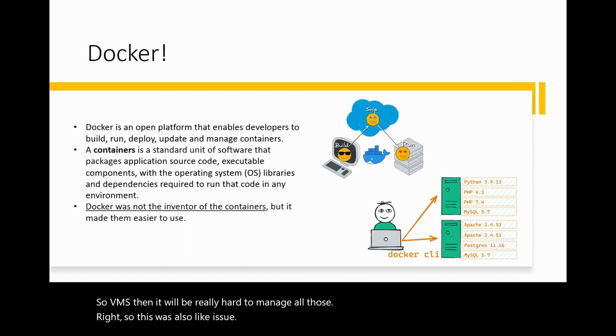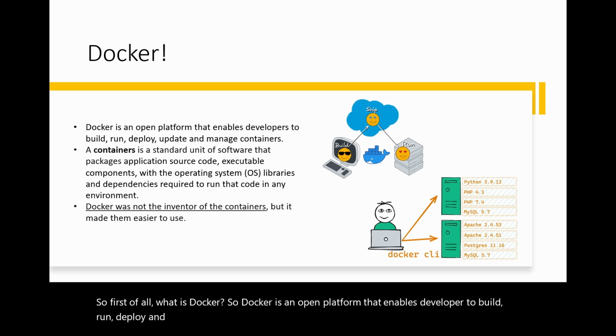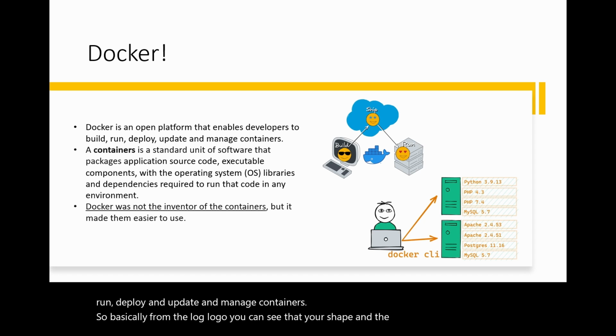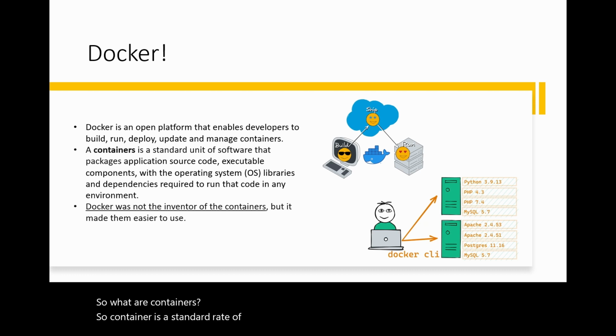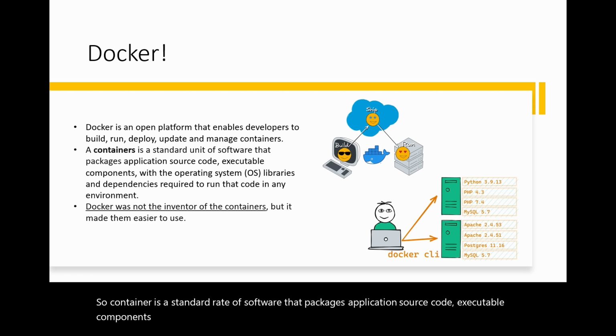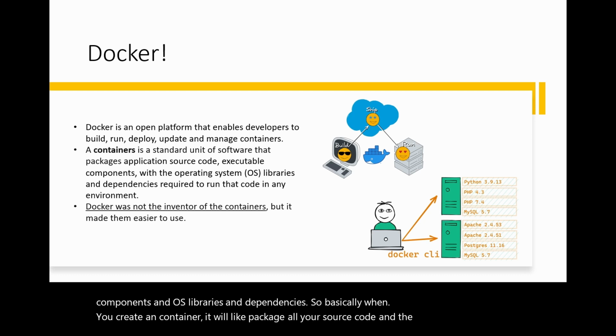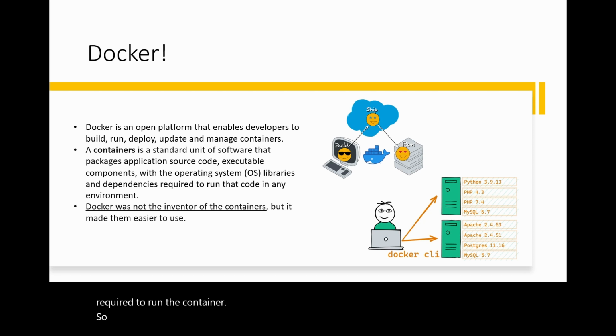So here comes Docker. First of all, what is Docker? Docker is an open platform that enables developers to build, run, deploy, update and manage containers. From the logo, you can see there's a ship and containers. Similarly, Docker ships the containers. So what are containers? A container is a standard unit of software that packages application source code, executable components, OS libraries and dependencies. So when you create a container, it packages all your source code and the libraries which are required to run it. So this is what a container is. And know that Docker was not the inventor of containers, but it just made them easier to use.